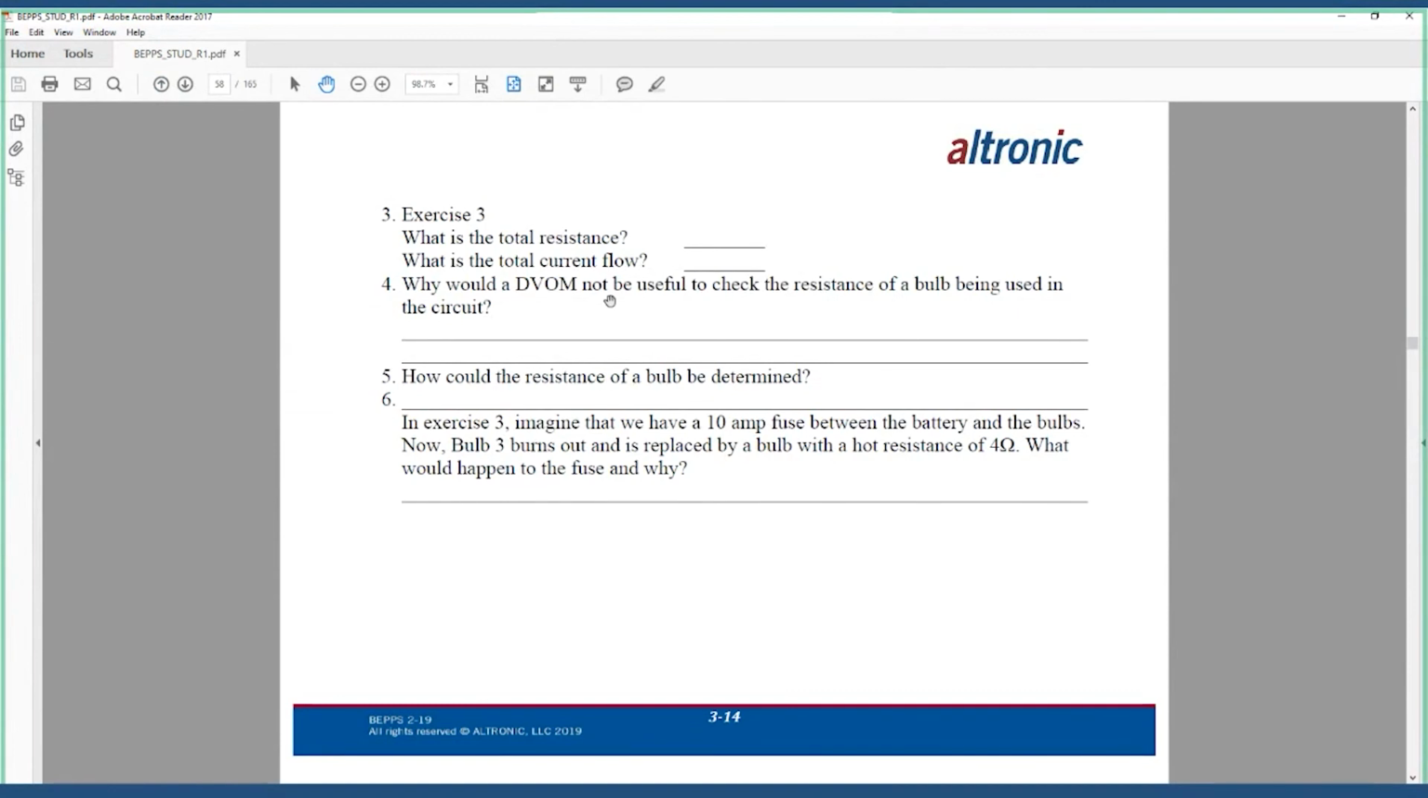So why would a digital volt-ohm meter not be useful to check the resistance of a bulb being used in the circuit? If we take this last circuit that we just did, we had a 4 ohm bulb, a 6 ohm bulb, and a 10 ohm bulb, which probably wouldn't happen in the real world. But why would a digital volt-ohm meter not be useful to check the resistance of the bulb being used in that circuit? Anybody want to take a stab at that one?